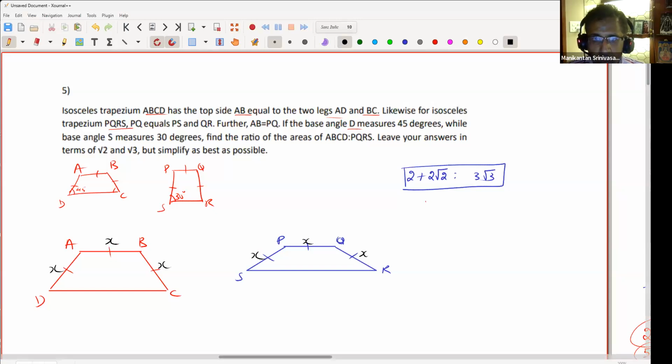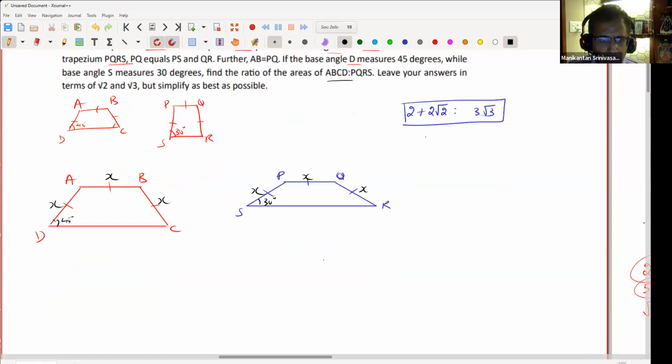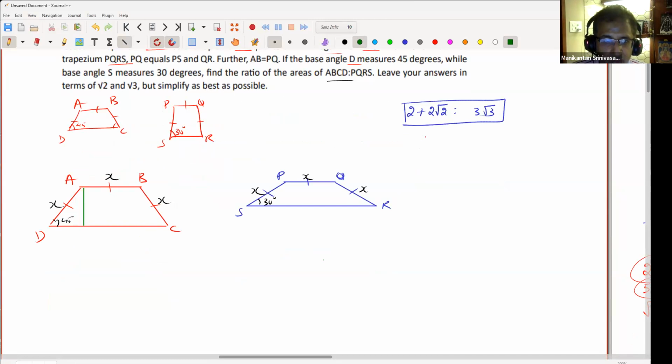Okay. Now, what is the question? This is 30 degrees, this is 30 degrees, and this is 45 degrees. The question is, find the ratio of the two areas. That's it, right? In terms of √2 and √3 and as simplified as possible. So very simple. All we have to do is find the height and the base in each of these cases. So if I draw a height here, this becomes a 45, 45, 90 triangle. Let's say I'll call this point M or something, doesn't matter.